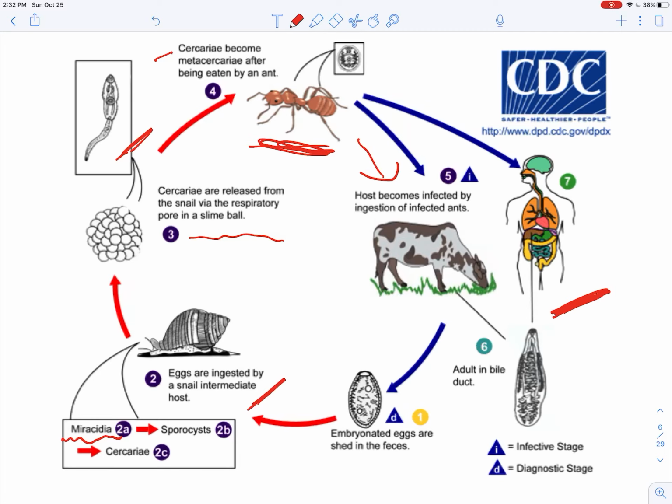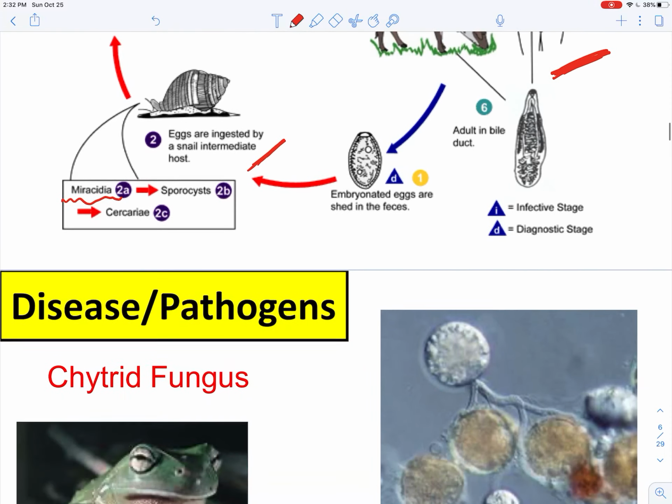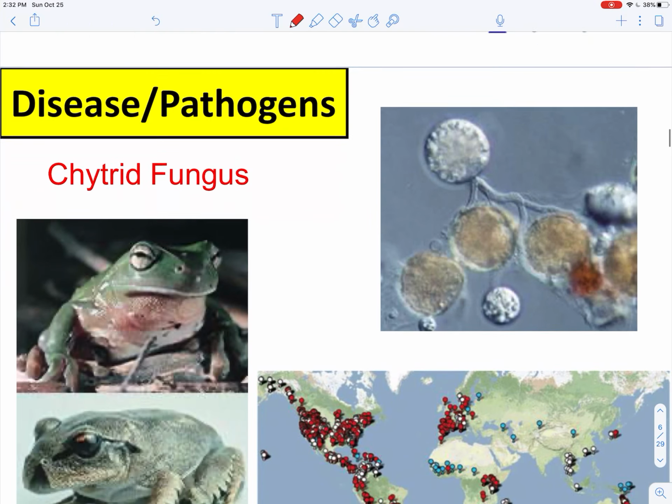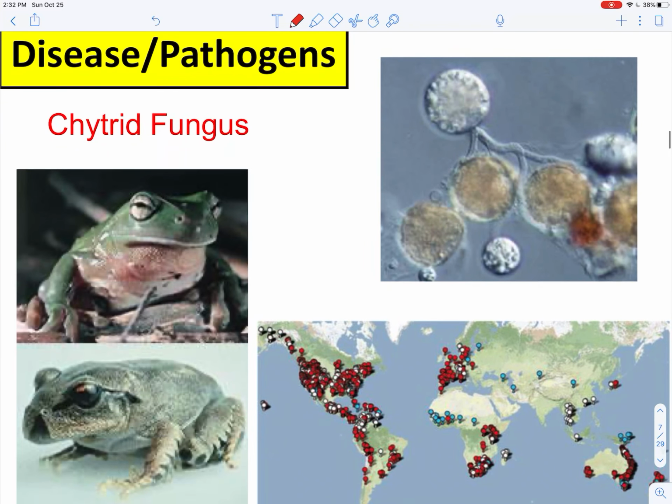So with parasites, typically they're not going to kill the host because they have to keep that host alive in order to complete their reproductive cycles or their life stage cycles, which is very different than disease-causing agents, which can kill their host.